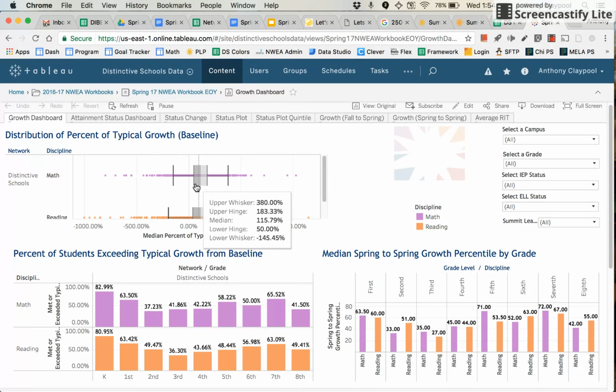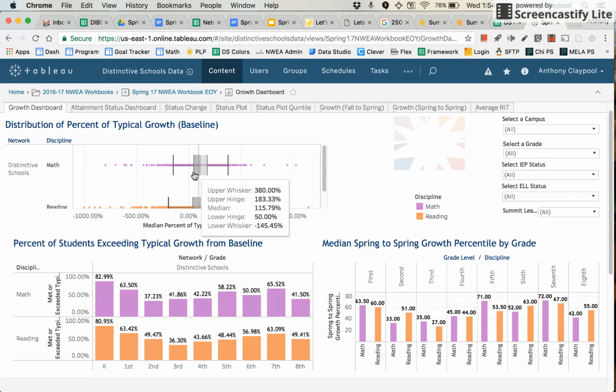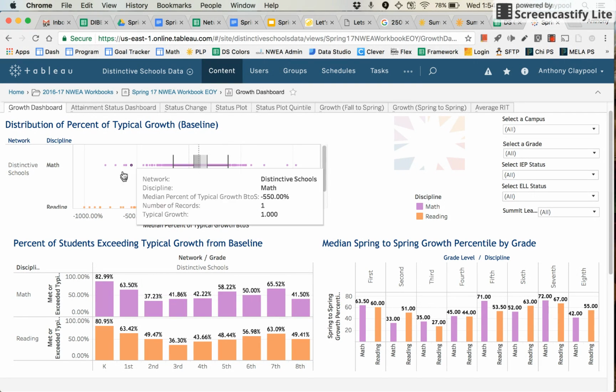If you look at the lower hinge, that means 50% of what is typical growth. This dotted line means typical growth. So that means 3/4 of our students as a network in math did better than a half of a year of growth. And that's not bad. There's a lot of positive that we can think about with that, particularly when you see that the median is up at 115% of what is typical. That means half of our kids did better than 115% of what is typical growth. But what it begs the question is, if 3/4 did better than half, that means 1/4 did worse than half of a year of growth.